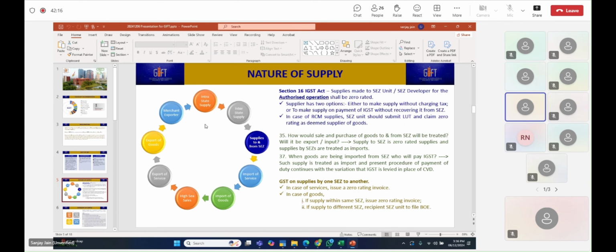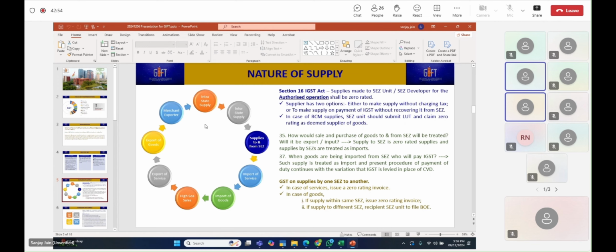Supply is covered as per section 7, and supply includes sale, transfer, barter, exchange, lease, disposal; various forms of supply are given. Supply to SEZ is zero rated as per section 16 of the IGST Act, similar to exports. Section 16 of the IGST Act defines zero rated supply, which includes supply outside India for export and supply to SEZ.